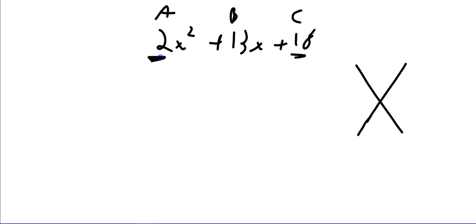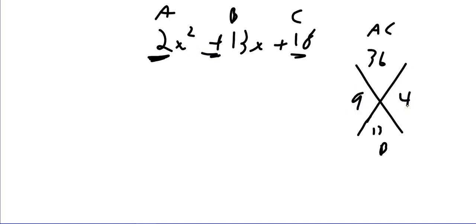You wouldn't do this if this number was just 1, but when this gets bigger, it makes it a little bit easier. So up here, we're going to put A times C, and we're going to put B here. So 2 times 18 is 36, and we have 13 here. Now we're just looking for two numbers that multiply to give me 36 that add up to positive 13, so that's 9 and 4.